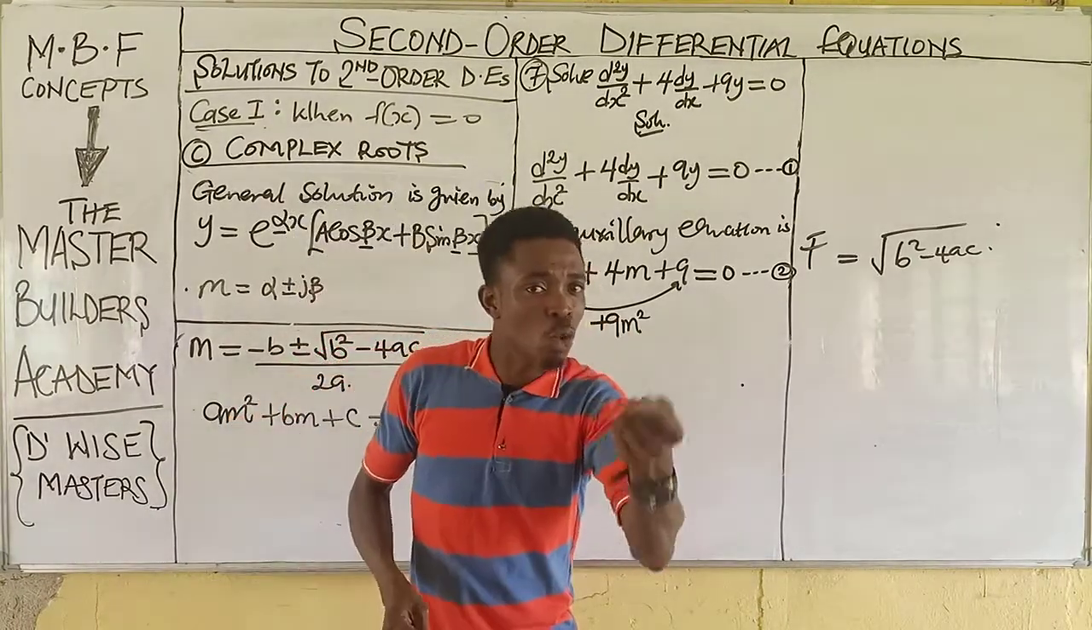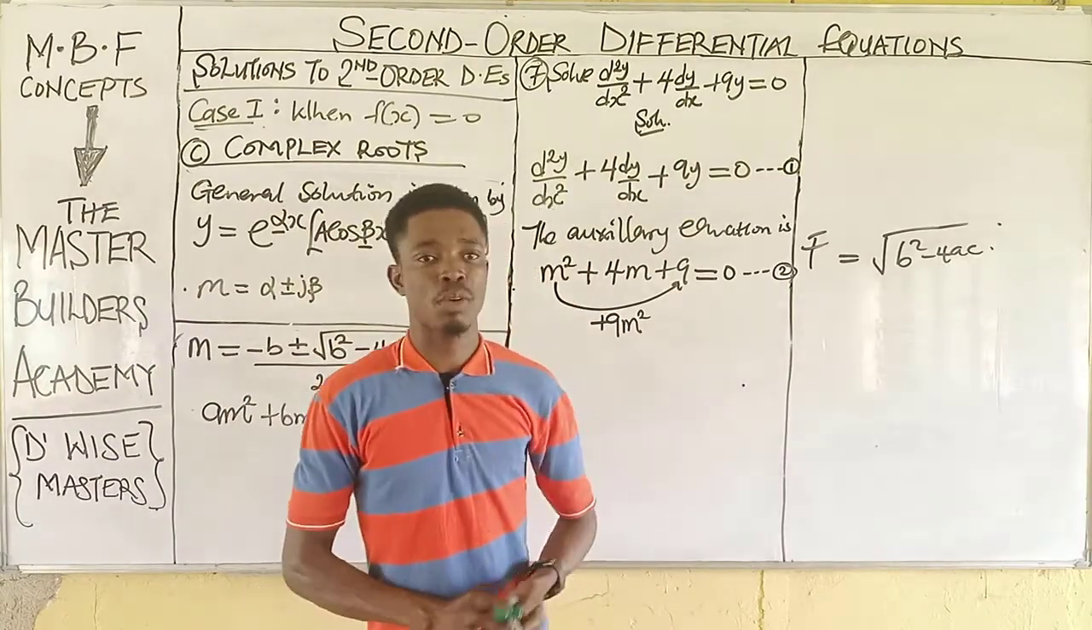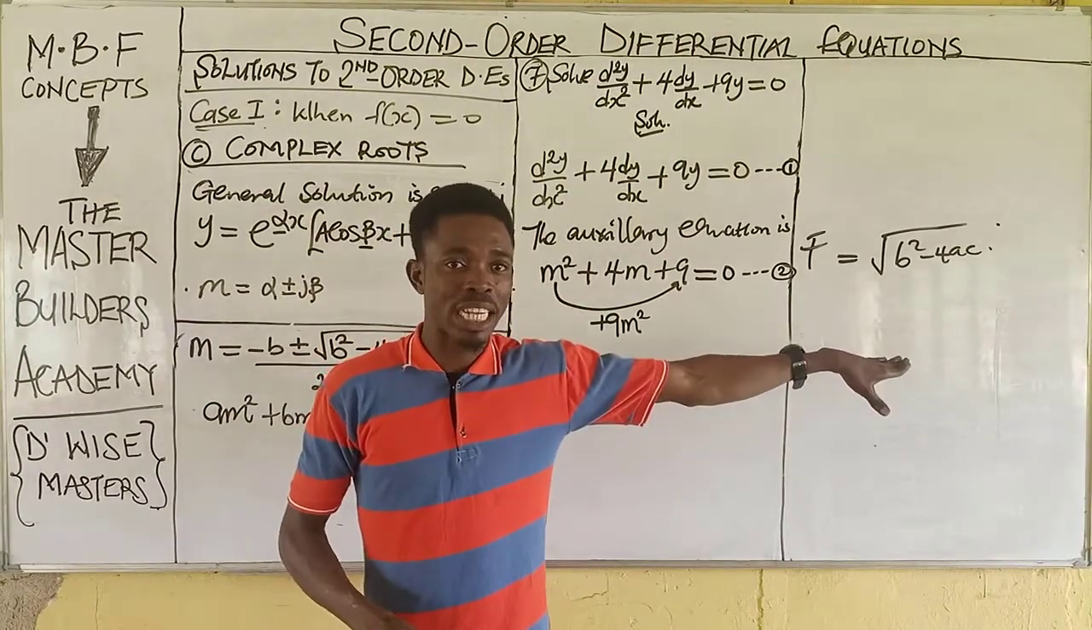But if it turns out to be the other side, it means it's not factorizable. Of course, let me help you. Let's also check it this way, okay?